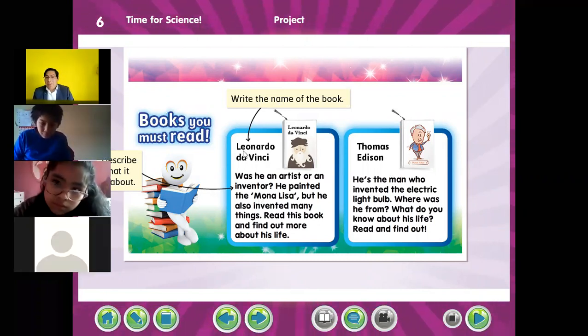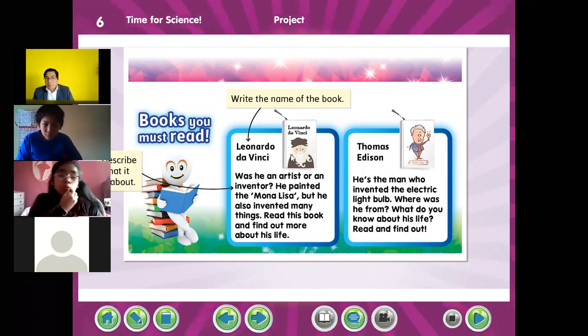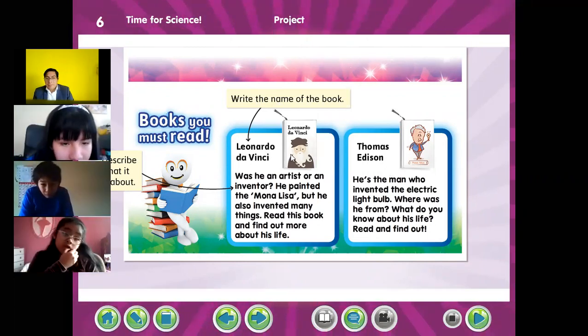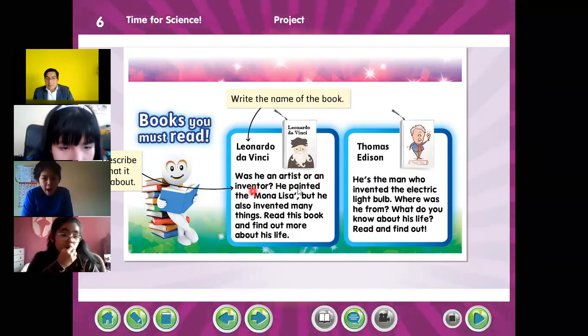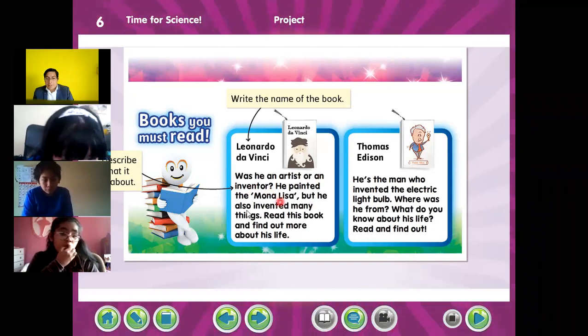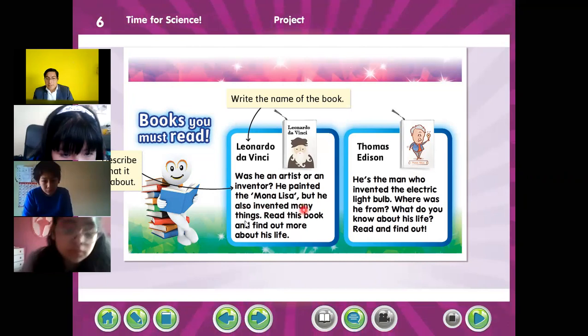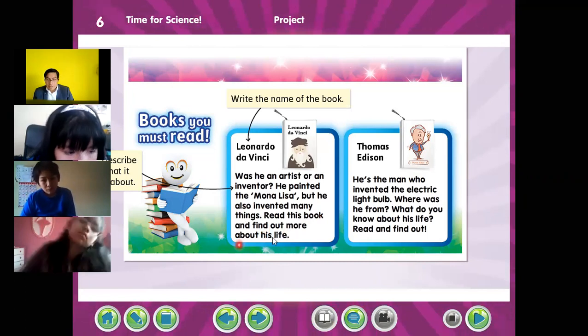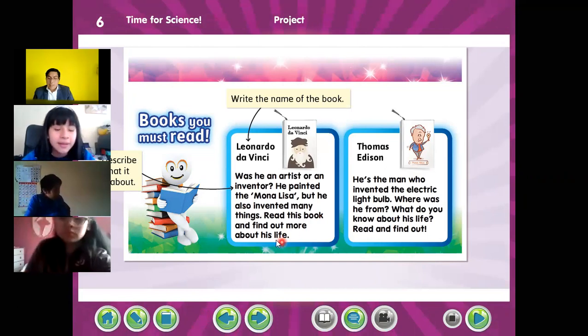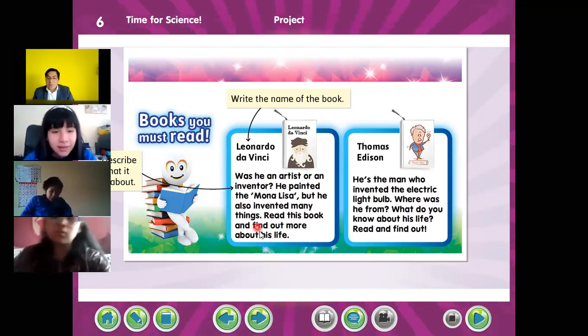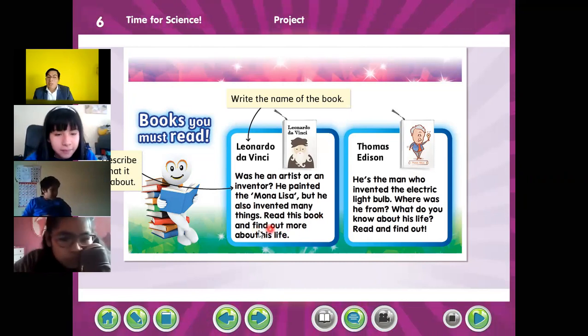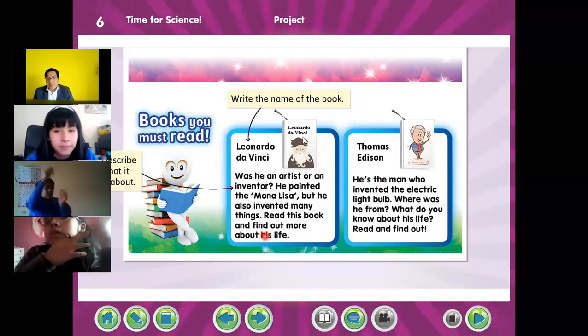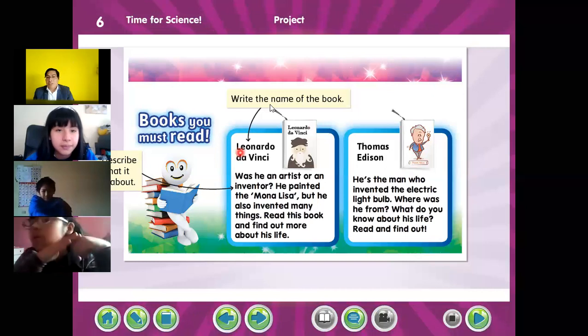Maria Jose, please read about Leonardo da Vinci. Leonardo da Vinci: was he an artist or an inventor? He painted the Mona Lisa, but he also invented many things. Read this book and find out more about his life. Thank you, Maria Jose. Find out. This is the phrase find out. No? Find out means discover more about his life. We learn about these people.